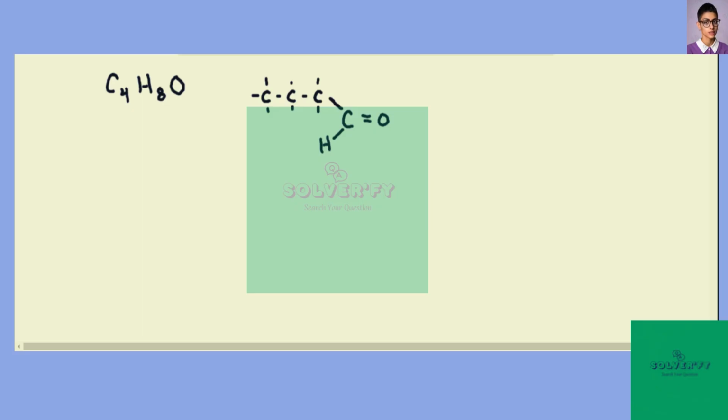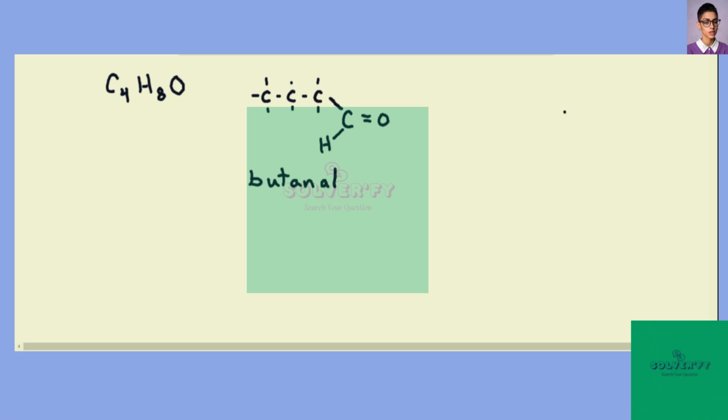It looks like, since this one is the longest chain, has 4 carbons, the prefix for 4 is but. And since this is an aldehyde, if this were a hydrocarbon, it would of course be butane, but since it's an aldehyde, the ending is going to be al. So I can make butanal using this.